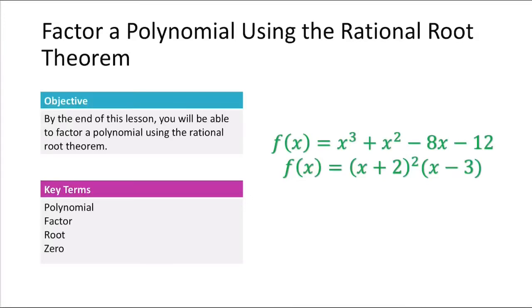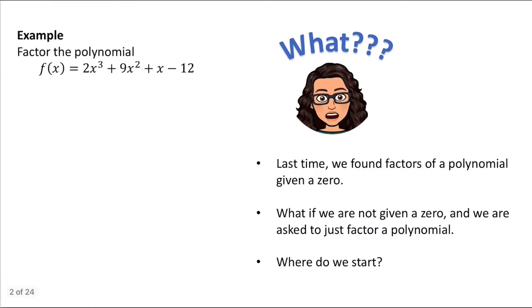In this video, we're going to factor a polynomial using the rational root theorem. So suppose this question asked you to factor a polynomial and it didn't give you one of the zeros. Because remember, that's what was happening in the last video, right? We were given a zero and then we were asked to find the factors of the polynomial. Well, what if it just gives you the polynomial itself and asks you to factor it?